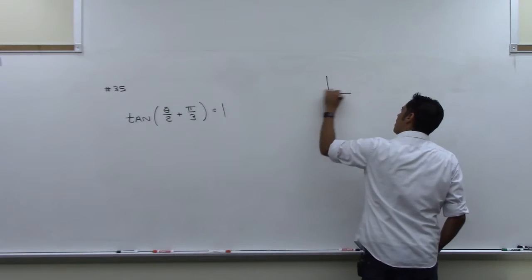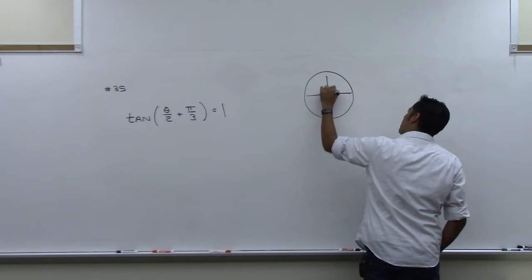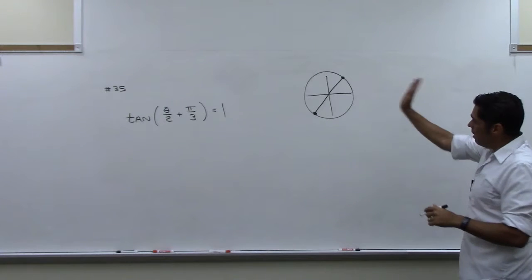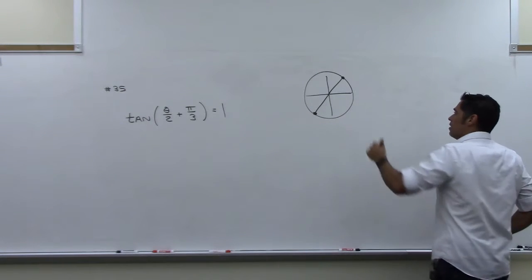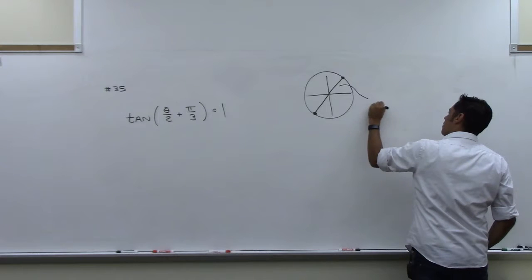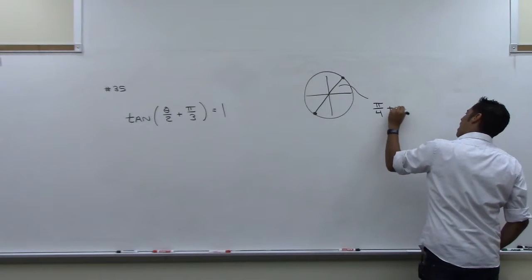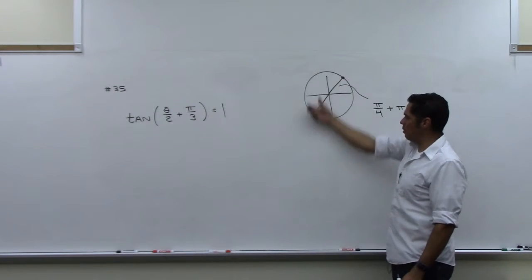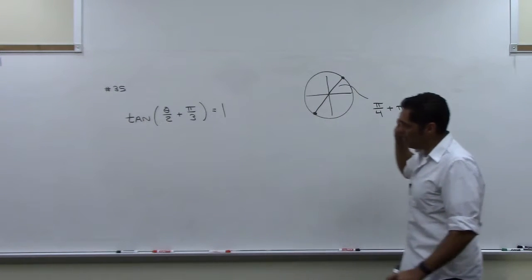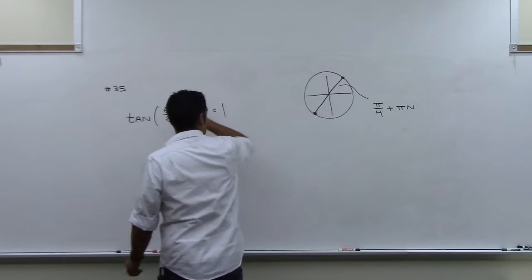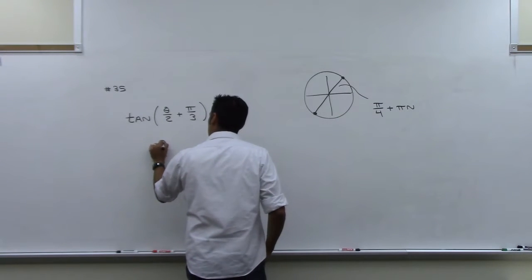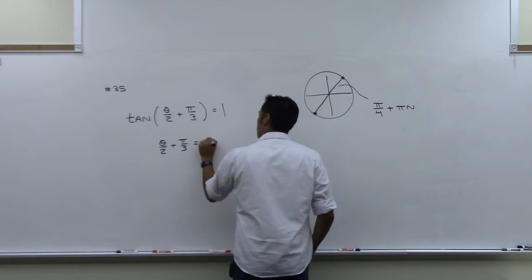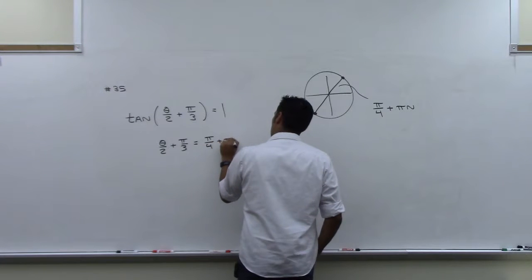The only places that tangent is 1 on the unit circle is here and here. They're directly across from each other. That's at pi over 4 and at 5 pi over 4. So my general answer here, I could say pi over 4 plus pi n. Since it's directly across, I can just jump by pi to get back and forth. So that's my general solution. I need my argument to be equal to that. So I need theta over 2 plus pi over 3 to be equal to pi over 4 plus pi n.